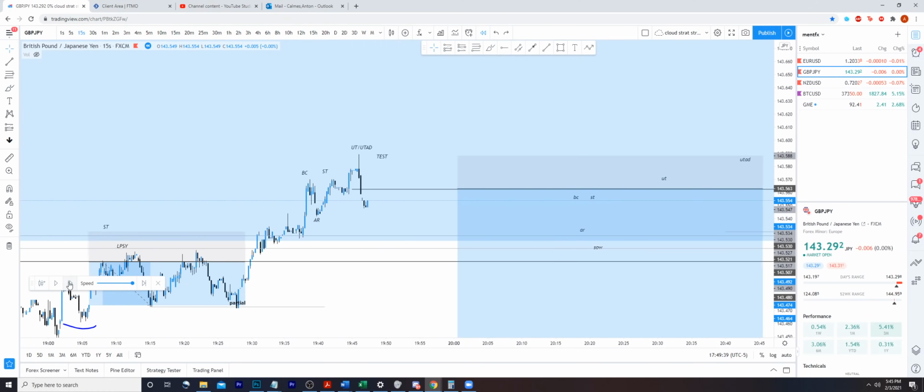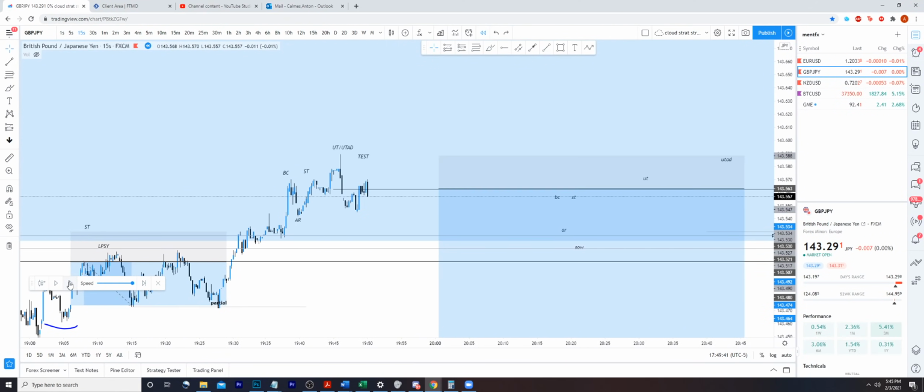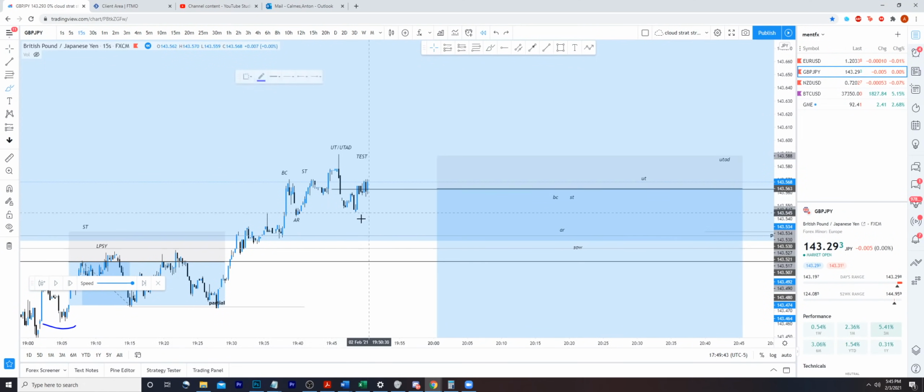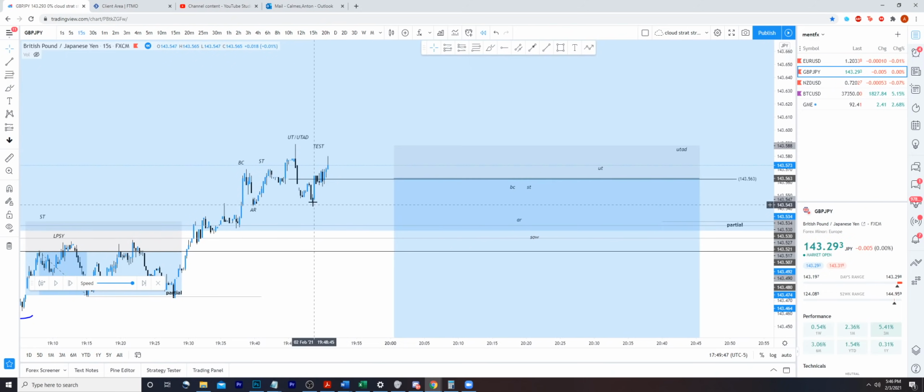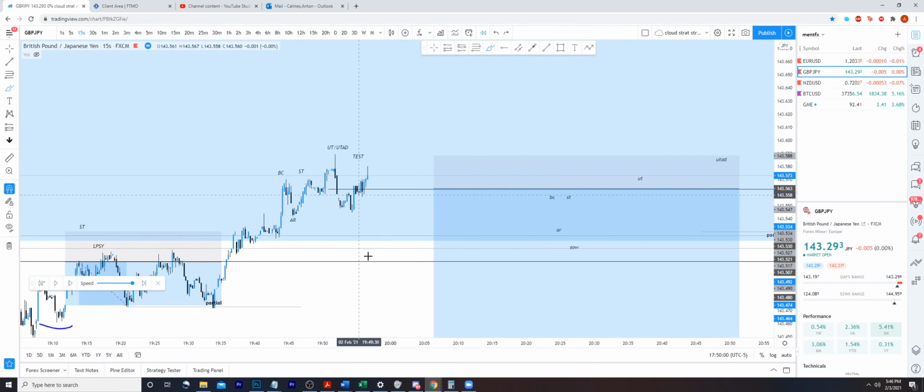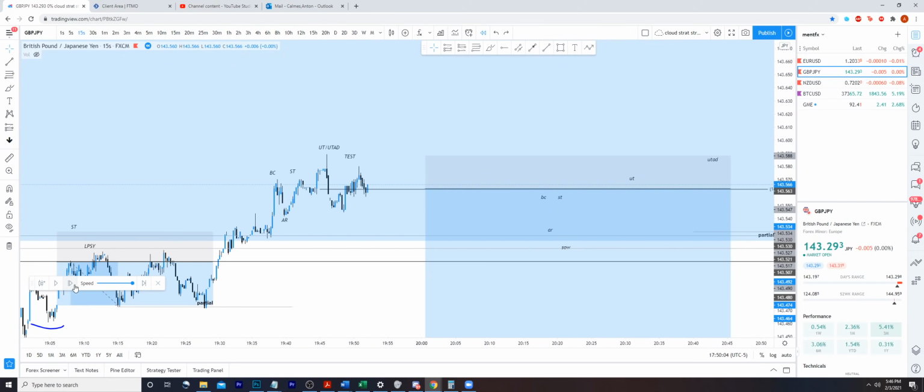So we get that breakdown, right? We come up for the test. Now we're looking for the breakdown below this area, okay? So we're waiting for that breakdown. This is an intermediary term sign of weakness, but it's only the first break. It hasn't confirmed this schematic for me yet. So I get the test, but I don't even want to enter the test. You could have already entered off of this order block here, the last up move before the down move. You see that? But I was waiting for the confirmation. So let's see if we get that.